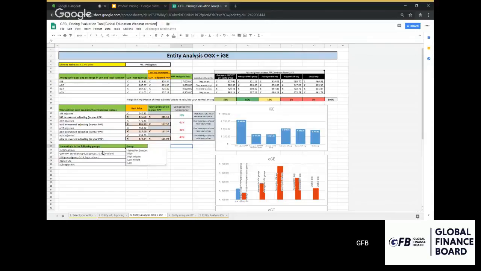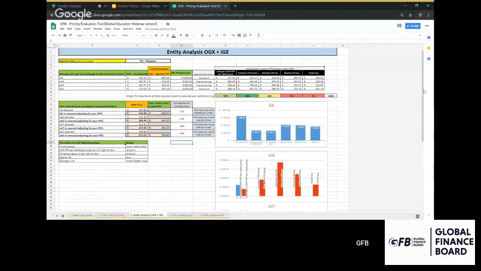Then the entity is in the following groups. For example, for income group, it has the lower middle income, then the GDP PPP per capita group, then the HDI group, and region. On the right hand side, there are graphs just to show the prices based on different groups. So for IGE, these are the prices based on different groups. Then it goes the same with OGE, then OGT, then OGV.